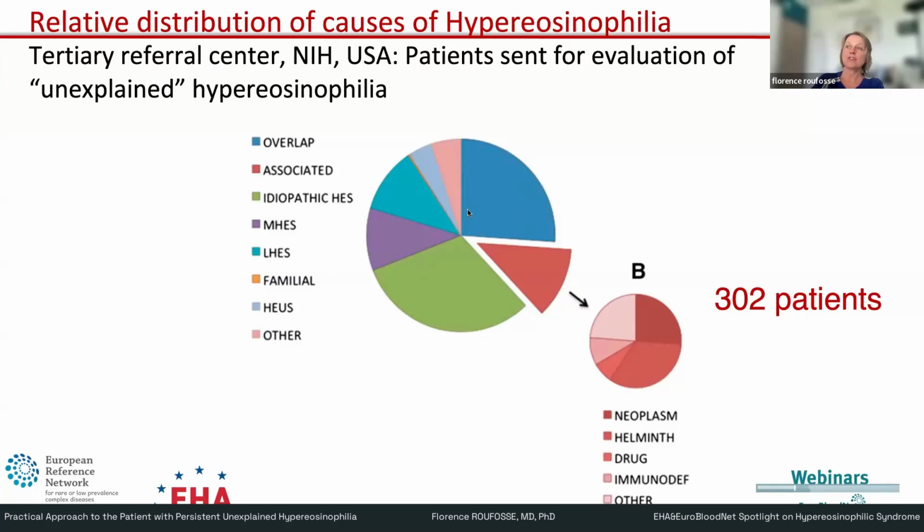What the NIH team calls overlap hypereosinophilic syndrome is actually patients who have single organ disease. For example, chronic eosinophilic pneumonia and eosinophilic gastroenteritis will both fall in the category of overlap disease. Then myeloid and lymphoid hypereosinophilic syndrome both represent roughly 10 to 15% of patients referred to that particular center. That's more or less the experience that we have here at Erasme as well, with a bit fewer patients who have myeloid disease variants.